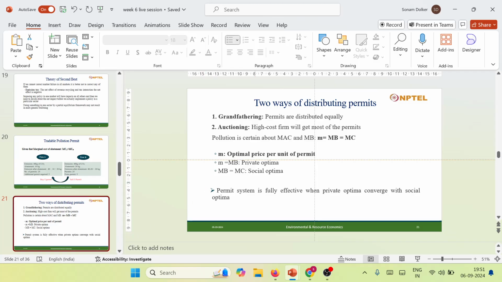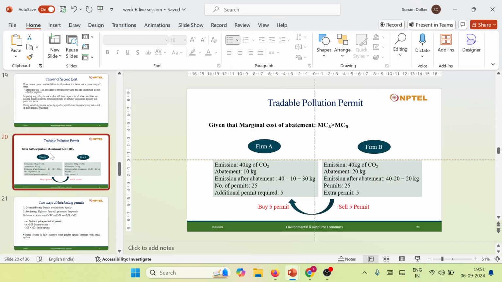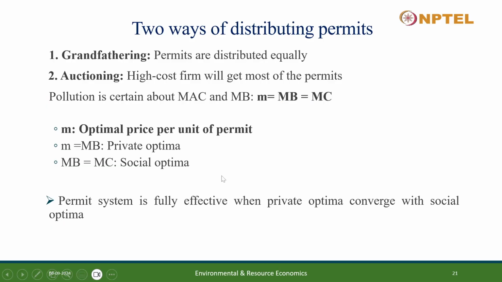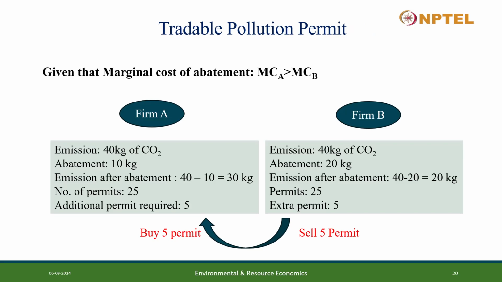Okay, now let's see how the permit is being granted. The permit is the limit to the emission. Each of the firms is given a 25 kg CO2 limit. Beyond that, if you emit, then you have to either pay the tax or get the permit from other firms. That is how the tradable pollution permit works.